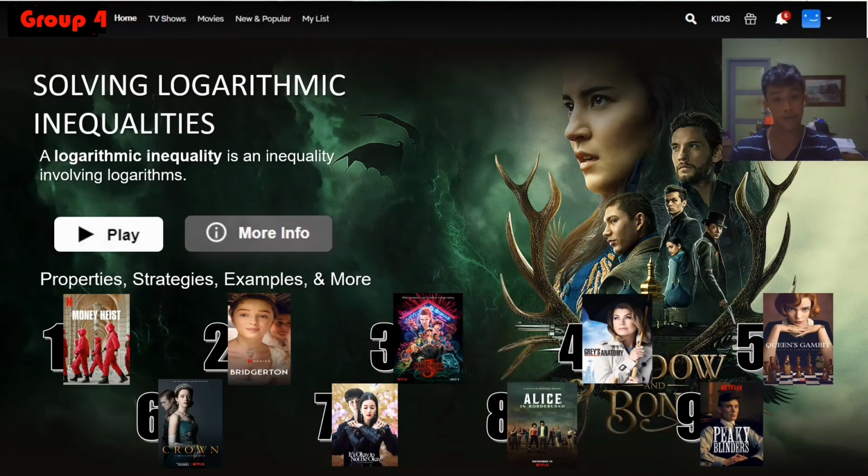Solving logarithmic inequalities. A logarithmic inequality is an inequality involving logarithms. In our tutorial, we have 9 parts. The first 2 slides will tackle properties and strategies, while the rest are examples of logarithmic inequalities with solutions on how to solve the problems.